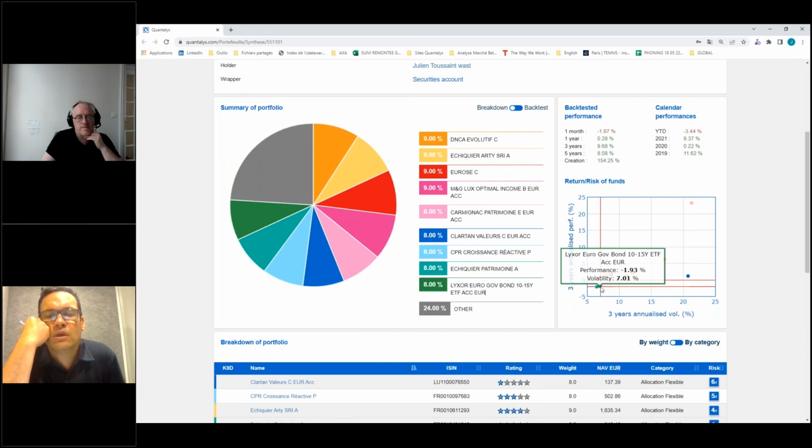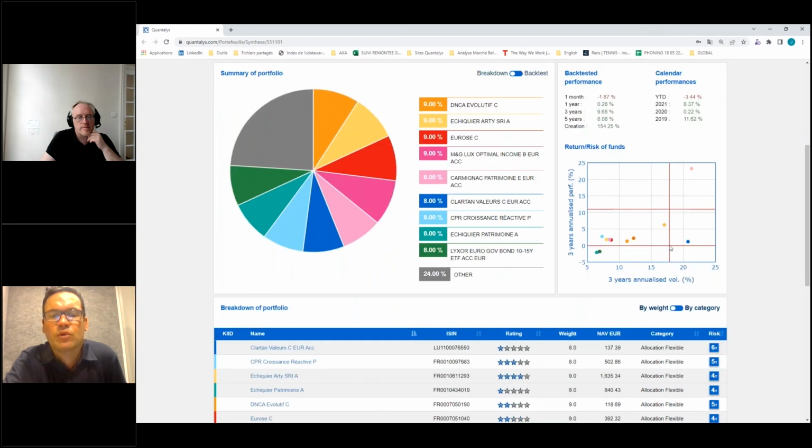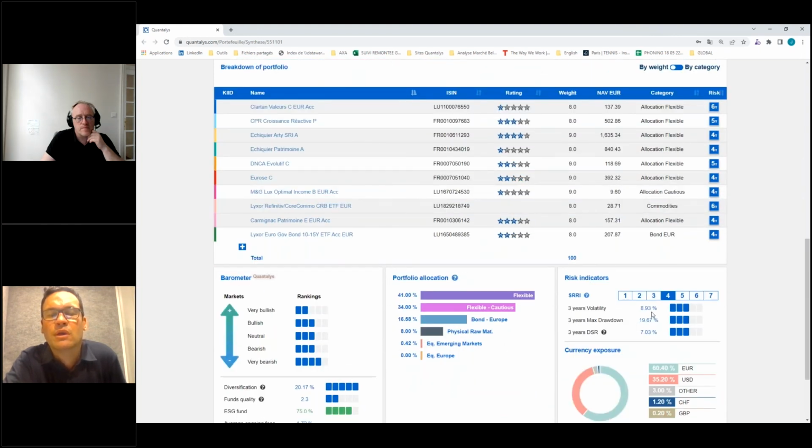Okay. So clearly you diminished the return. In terms of volatility, it's very close to CPR, croissance réactive. Could you show us the level of volatility of your portfolio? It was 10% and now 9 point something. Yes, it's 9.83. A little bit more volatility, but it's not a big deal.